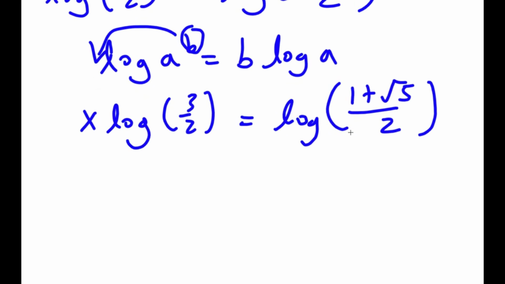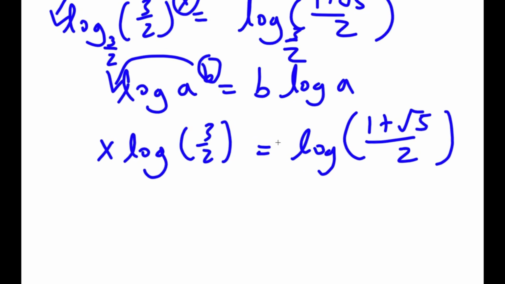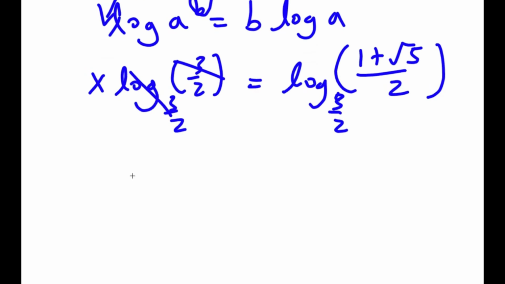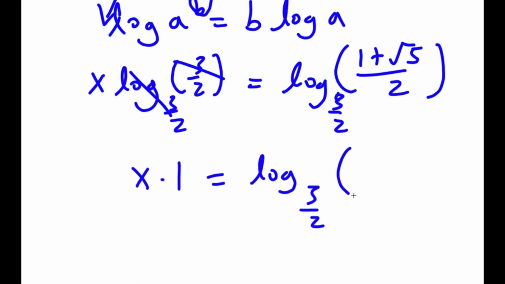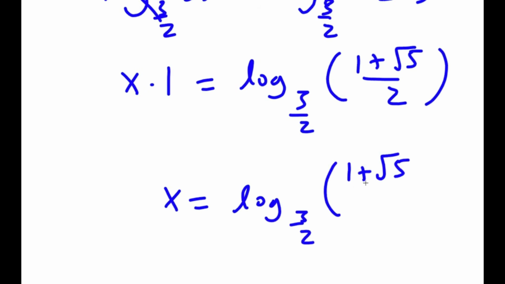Now, I actually took, when I said log on both sides, this was to the base of 3 over 2. So if I have x times log base 3 over 2 of 3 over 2, these two will simply cancel out, and this is also base 3 over 2. And I will have x times 1 is equal to log base 3 over 2 of 1 plus the square root of 5 over 2. So now this means that x is equal to log base 3 over 2 of 1 plus square root of 5 over 2.